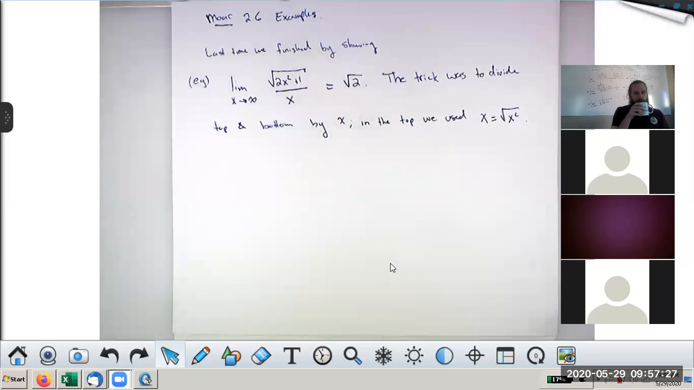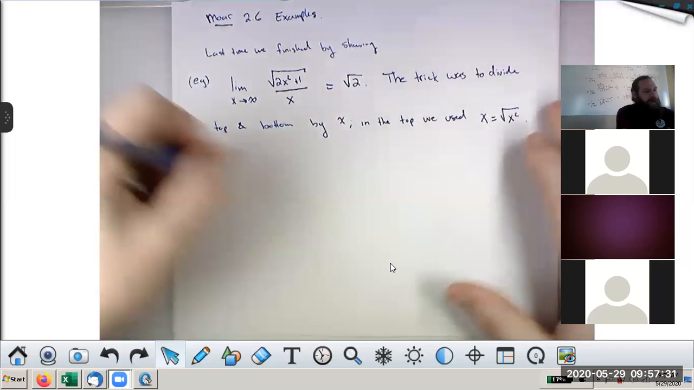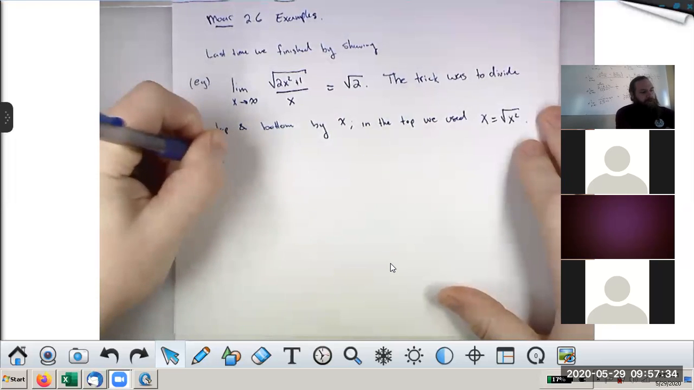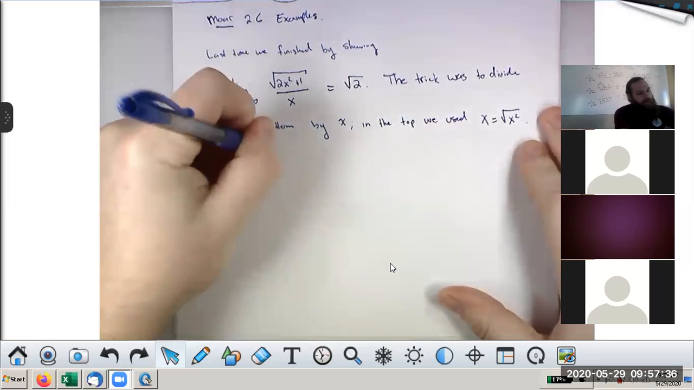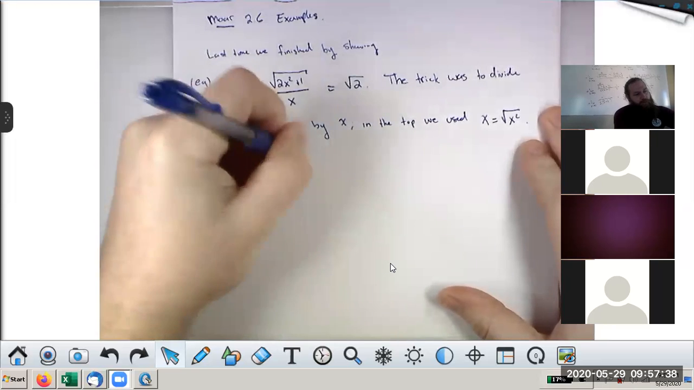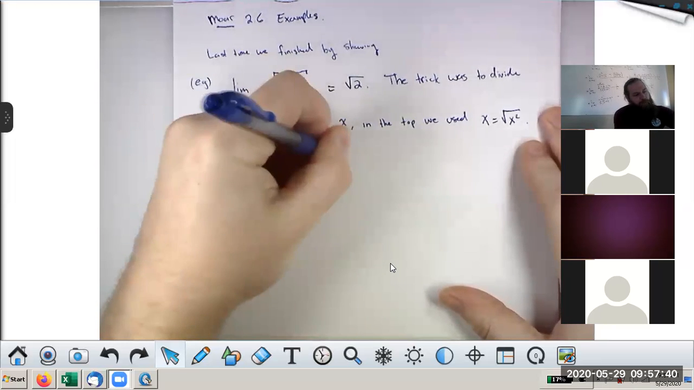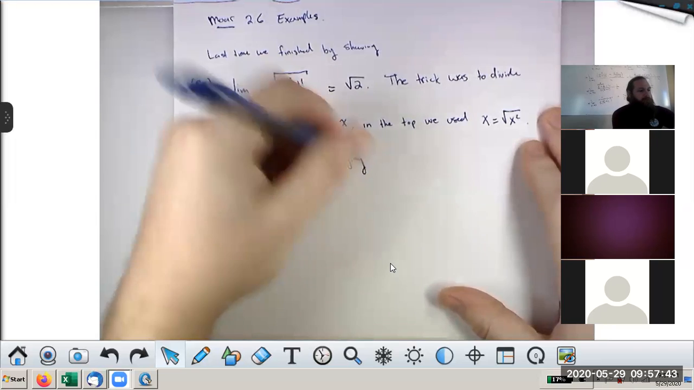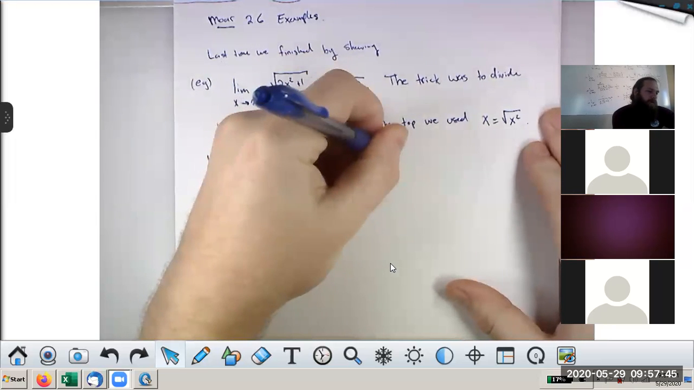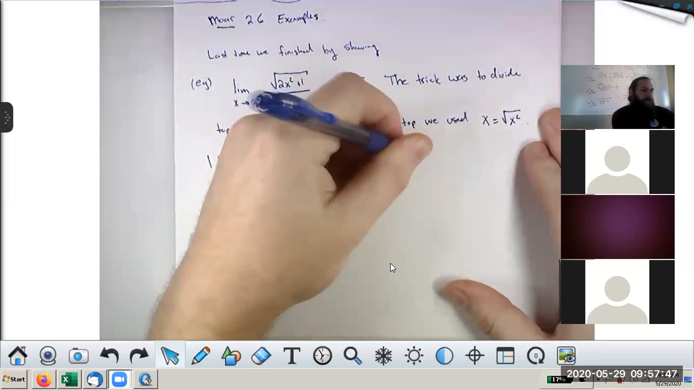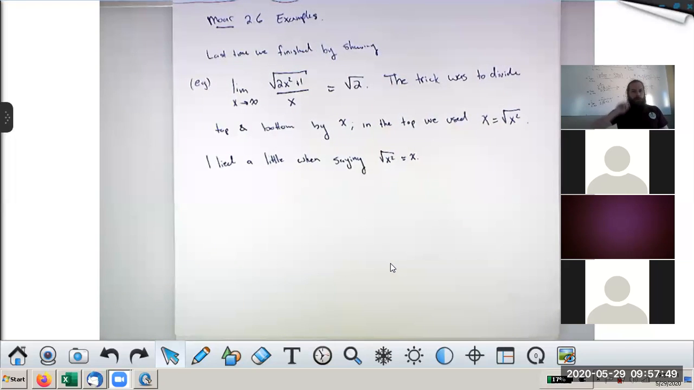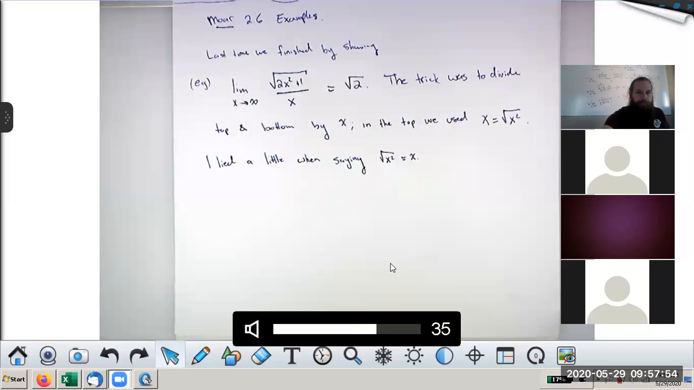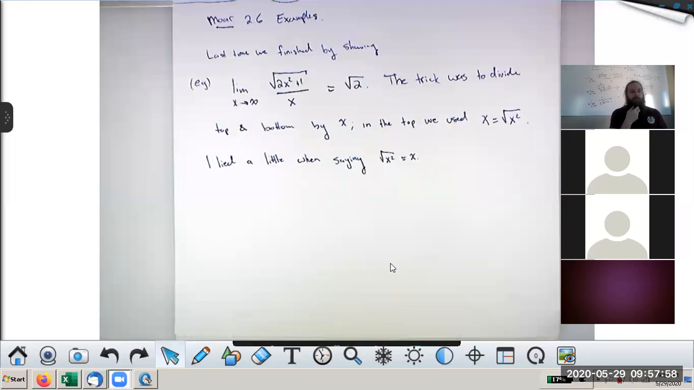Well, there's something a little bit wrong about that. I lied to you a little bit when saying that the square root of x squared is equal to x. Can anybody tell me what's the fib? What's wrong with saying the square root of x squared is equal to x?